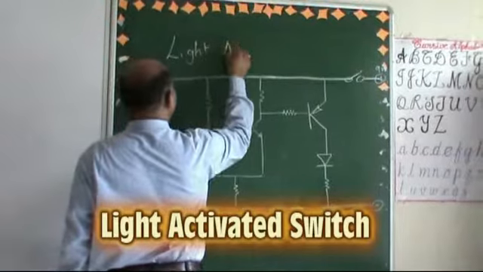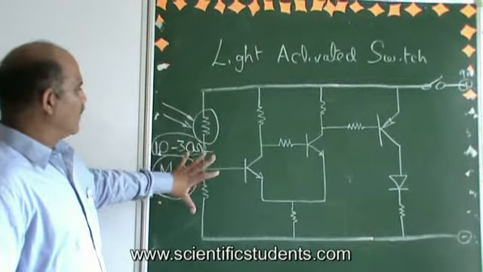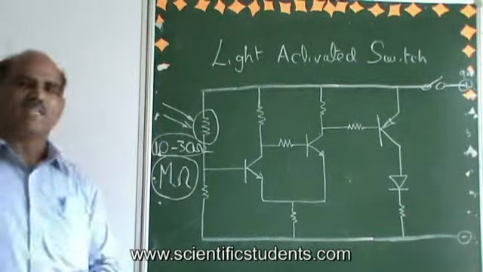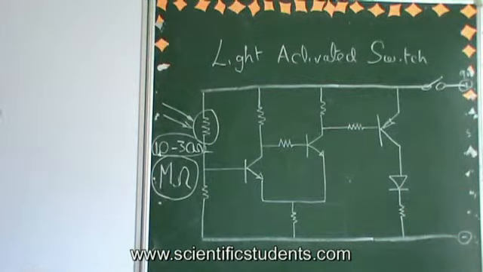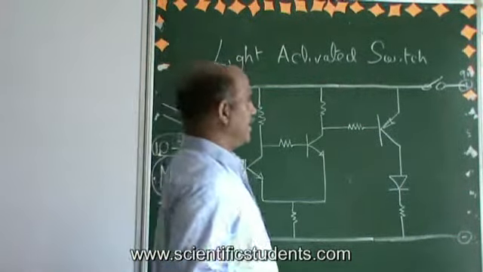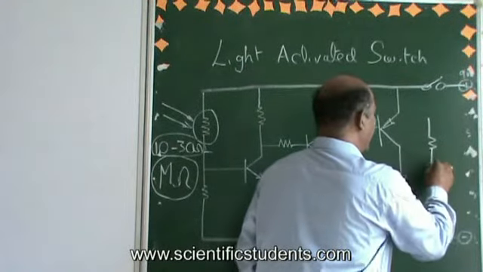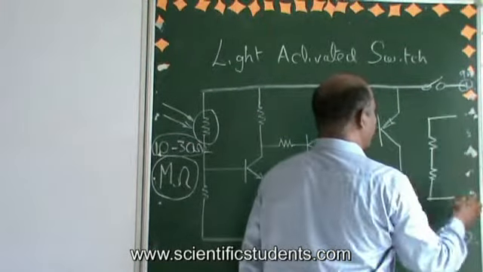Light activated switch. Now, before I explain this, I also wanted to explain another concept called potential divider. Potential divider is another small circuit, and with that you will understand much better. For the time being, here is a resistor and here is a resistor, okay? And here is my negative, here is the positive.